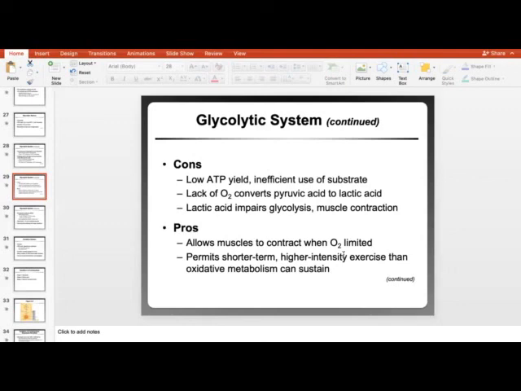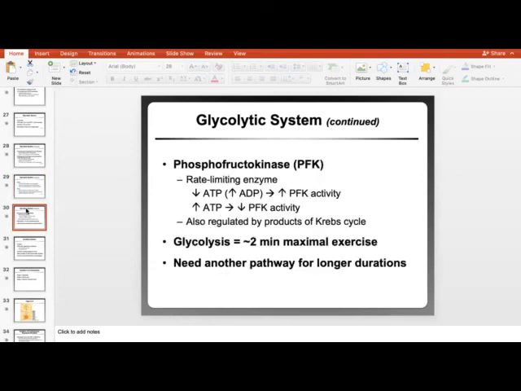So the pros are I don't need oxygen, and I can do it a little bit longer than I can with the phosphagen system because I'm making more ATP. But the cons are, compared to using oxygen, it's not even close. You can make much more energy using oxygen.